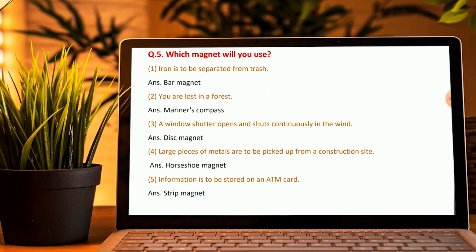Which magnet will you use? First, iron is to be separated from trash. Answer: bar magnet. Second, you are lost in a forest. Answer: compass. Third, a window shutter opens and shuts continuously in the wind. Answer: disc magnet. Fourth, large pieces of metal are to be picked up from construction sites. Answer: horseshoe magnet. Fifth, information to be stored on an ATM card.